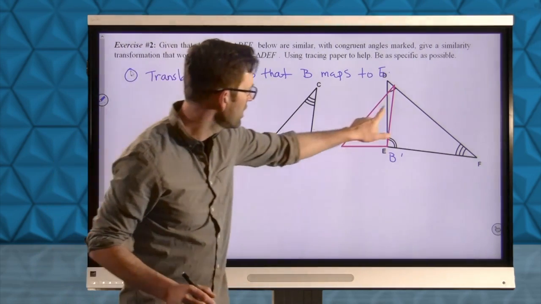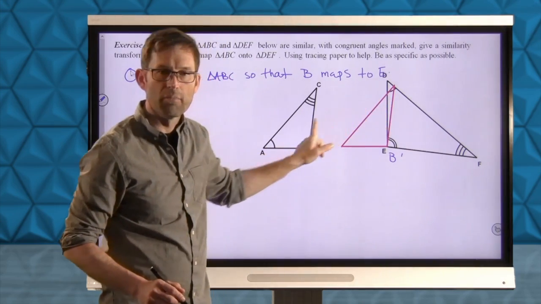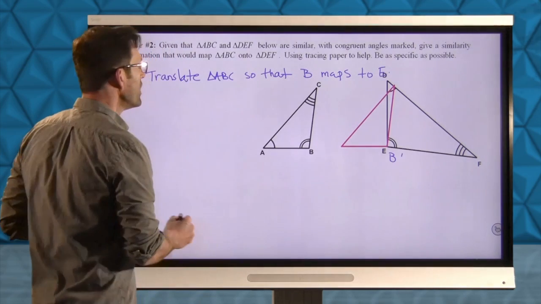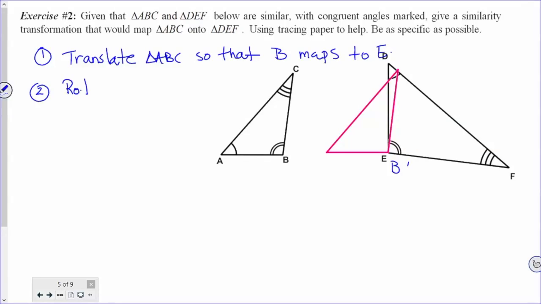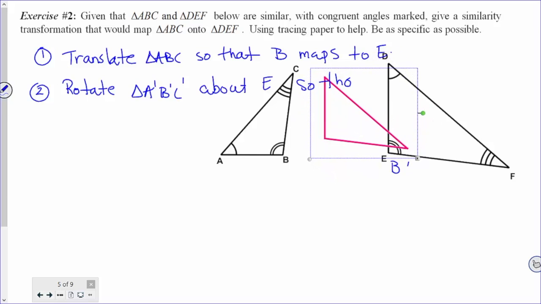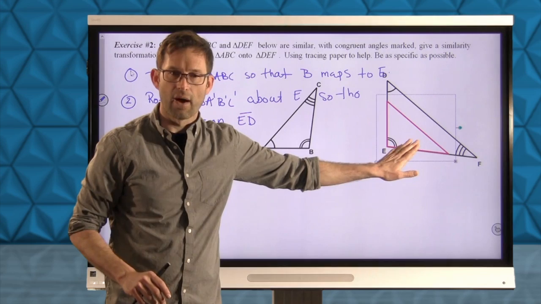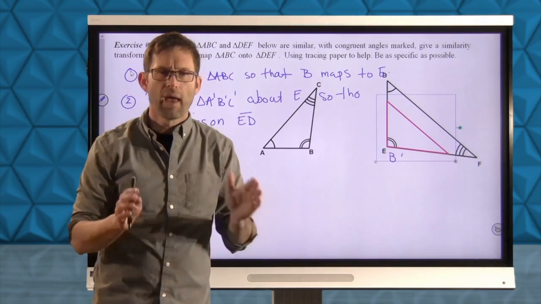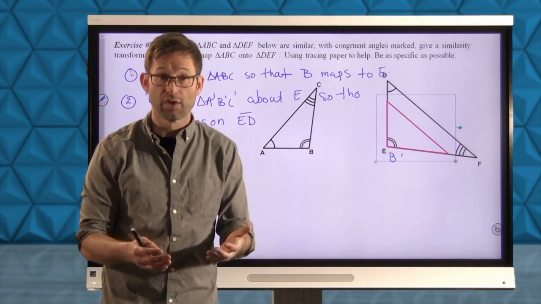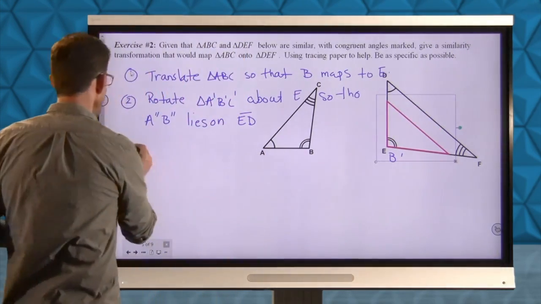Now notice how A and D are the same, with that one angle arc mark there. What I'd like to do is rotate this thing up. So I'm going to rotate triangle A prime, B prime, C prime about E so that it would now be A double prime, B double prime lies on ED. Now notice how similar this figure is now to those figures that we've been looking at all along with dilations. We're now at the point where we should use a dilation. Now what I'd like is to stretch this red triangle out. So now I'm going to dilate.